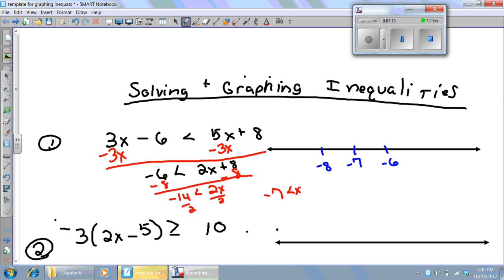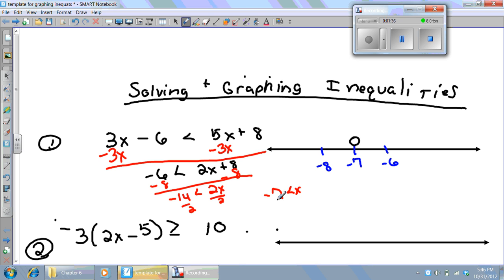I'm going to put either an open circle or a closed circle, point that is, on negative 7 because that's the key number. And in this case, it's not equal to, so my point will be open, because negative 7 does not make this a true statement, right? If I put negative 7 less than negative 7, that is not true.